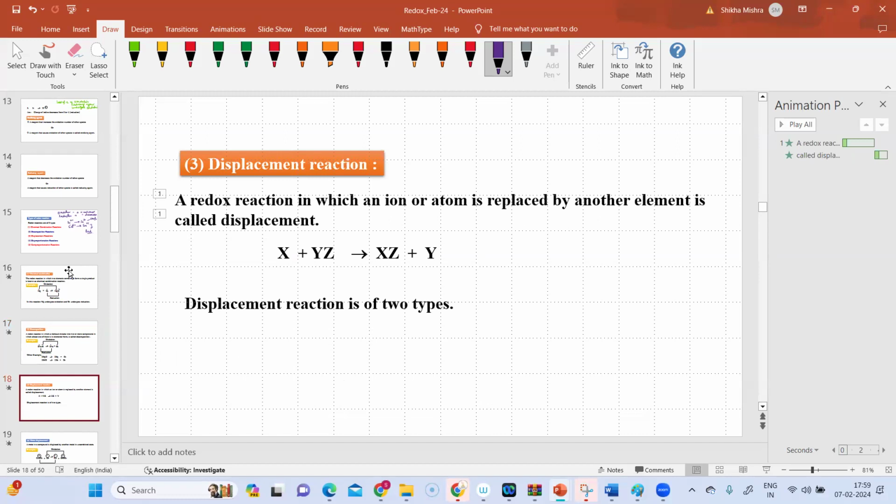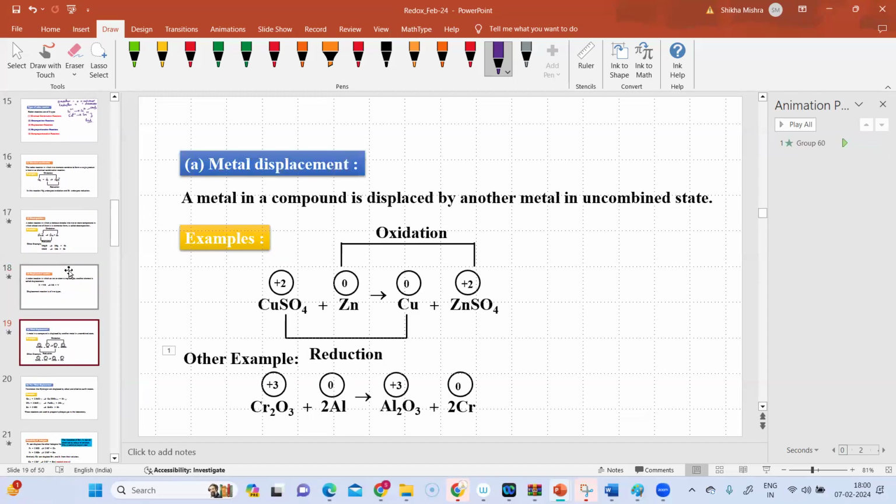Okay. Then displacement reaction. One metal displaces the other metal from the salt, or one non-metal displaces another non-metal from the salt. So we say that displacement reactions are of two types. One is metal displacement, another one is, sorry, non-metal displacement reaction, right? Again, you will see in copper sulfate, copper being oxidized to copper 2 plus, and zinc being reduced to zinc 2 plus, right? I believe it is making sense, Ritika.